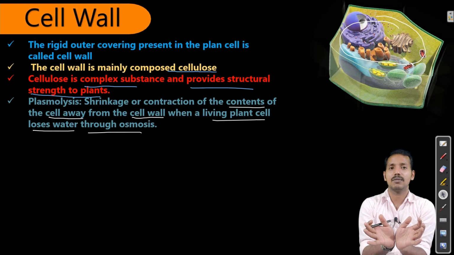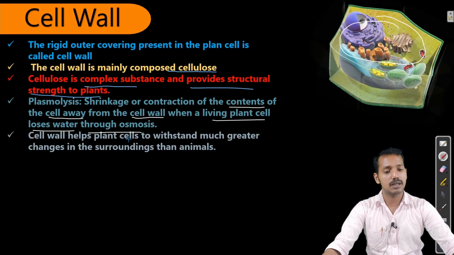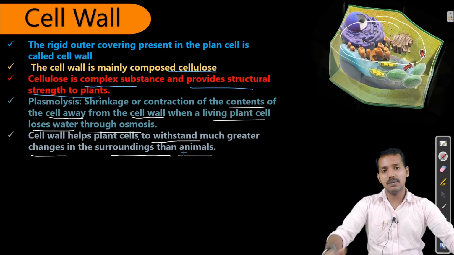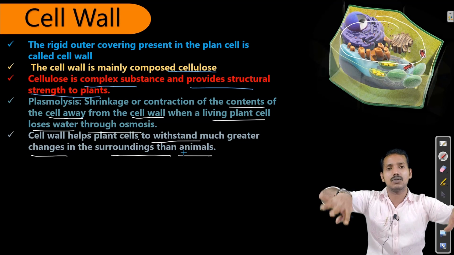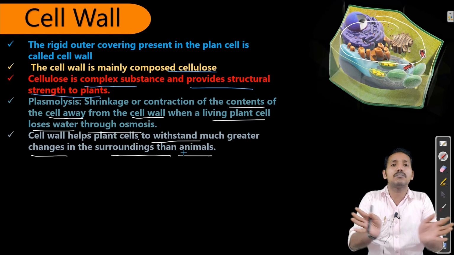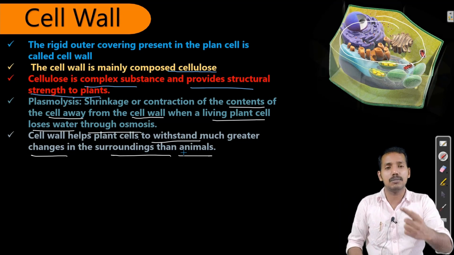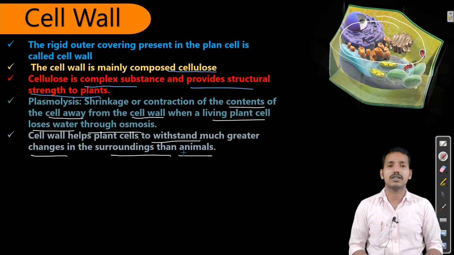The cell wall helps the plant cell to withstand much greater changes in the surroundings than animal cells. So if there is any change in the concentration of the surroundings, what will happen? The cell wall will provide that support. The plasma membrane cannot, because it is highly flexible.